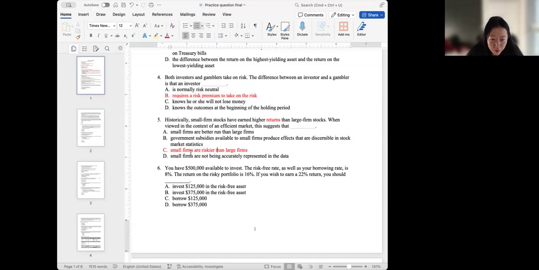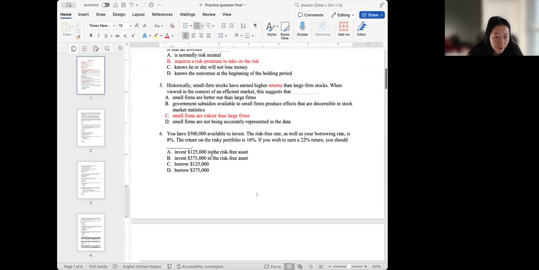So small firms are riskier than large firms, and small firms' returns are on average higher than large firms. So this question is basically testing that understanding, that higher risk means higher return, and small firms have higher return as well as higher risk than larger firms. D, small firms are not being accurately represented in the data. I think this is irrelevant.